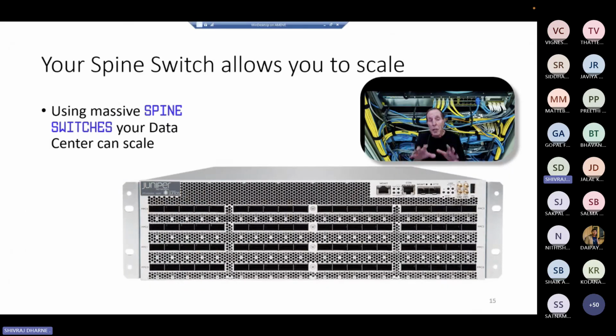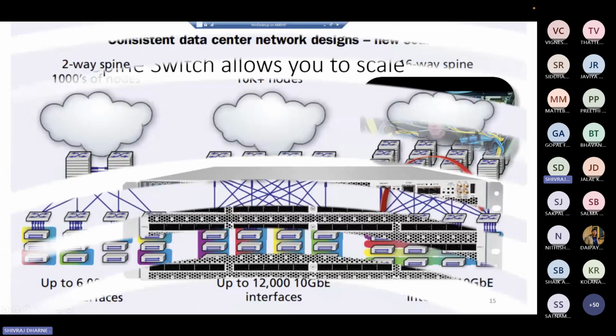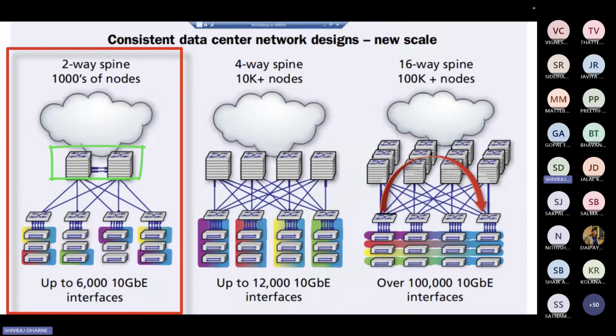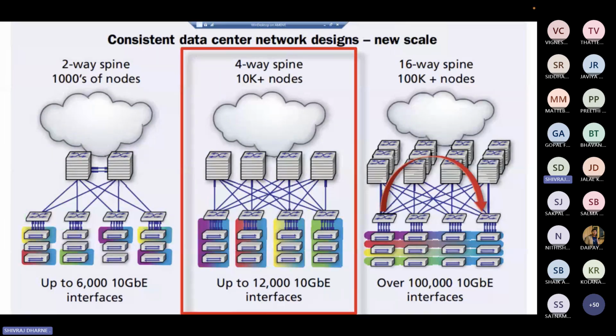One of the beauties of spine leaf topology is if you use really massive spine switches, your data center can scale very large. Look at this diagram. Let's start over on the left-hand side. A two-way spine, and we're talking about pretty beefy spine switches with pretty high capacity with top of rack switches can support up to 6 10 gigabit interfaces. Now let's move to the center.